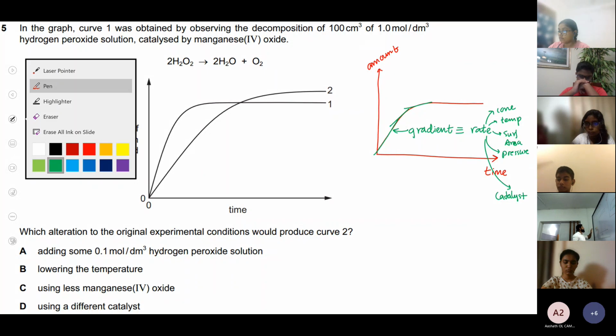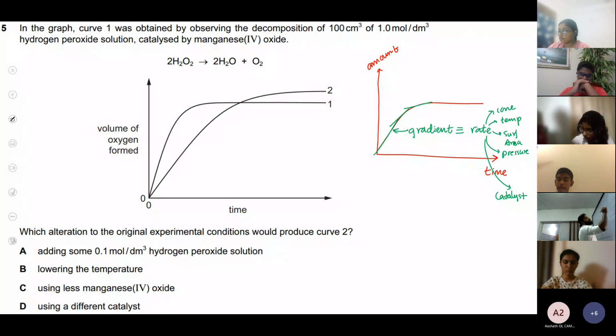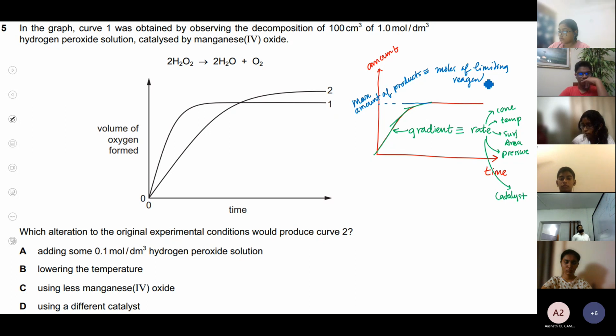But the total amount of products produced, this is the maximum amount of products. Max amount of products depends on the moles of limiting reagent, because the amount of product depends on the limiting reagent.